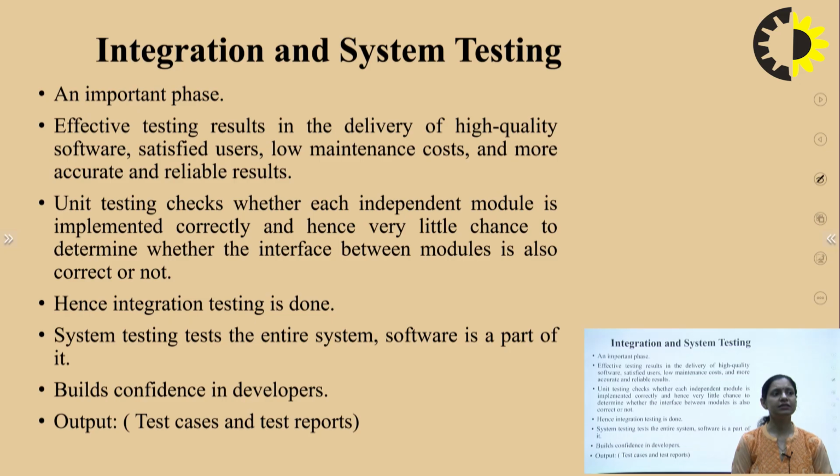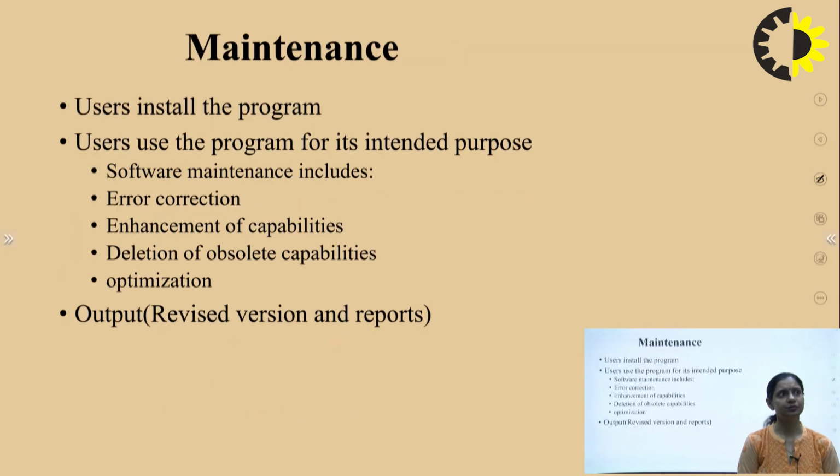System testing tests the entire system where the software is a part of it, and it builds confidence in the developers because all the test cases denote the quality of the software. The fewer the bugs, the more qualitative the software is, and it is more related to the customer's requirements which are there when a software is developed. The output in this case is the different test cases and the test reports.